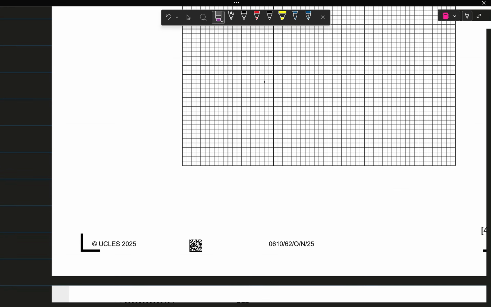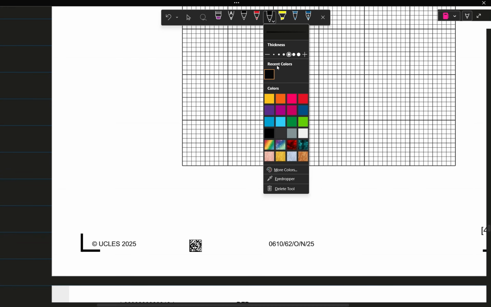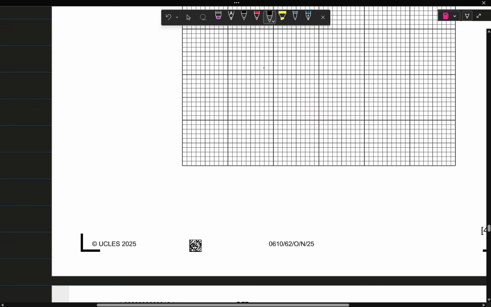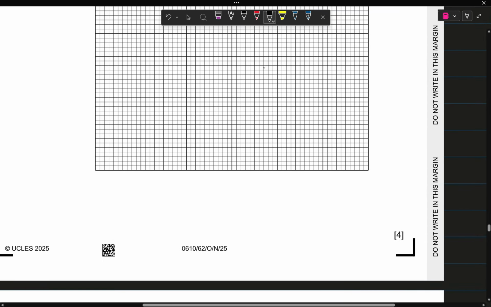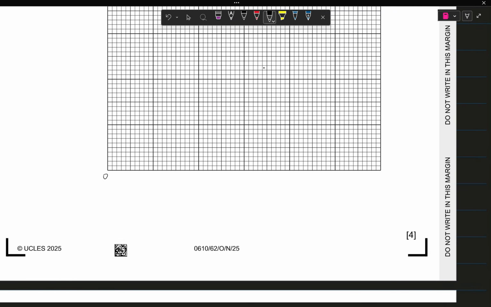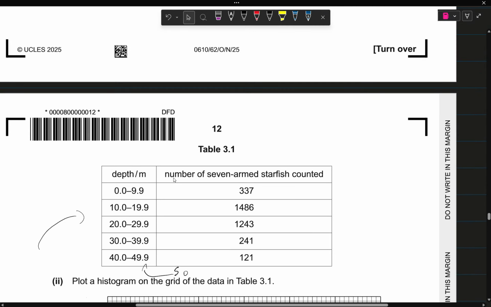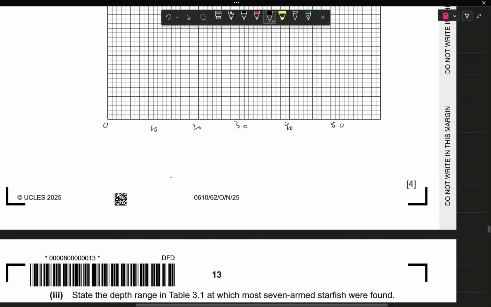So what we should be doing here is that we should do a valid scale first. So we should end at 50. If we start at 0 here, let's see if we can do 10, 20, and 30, and so on. So 0, 10, 20, 30, 40, and 50. So it's good. We can do intervals of 10. And this will be the x-axis, in which we should label depth with the unit. So depth with the unit being millimeter or just meter itself.